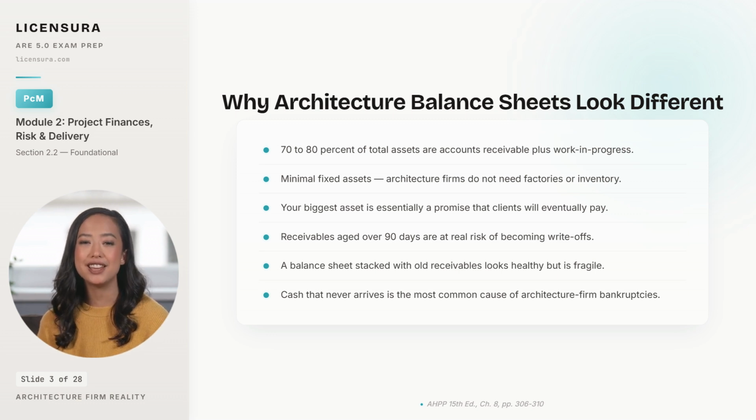Receivables that age past 90 days are at real risk of becoming write-offs, especially when a client disputes the work, runs into their own financial trouble, or simply decides to stop returning your calls. A balance sheet stacked with old receivables looks healthy on paper, but is fragile. Cash that never actually arrives is the most common cause of architecture firm bankruptcies. Not bad design, not malpractice, but receivables that quietly went bad while the principal was busy designing the next project. Put it all together in a sample balance sheet for a small firm, and the structure becomes concrete.